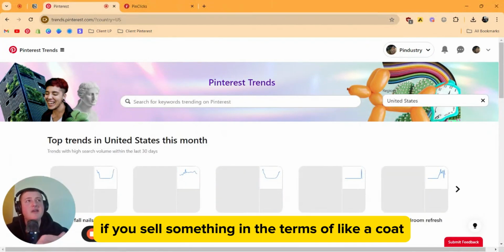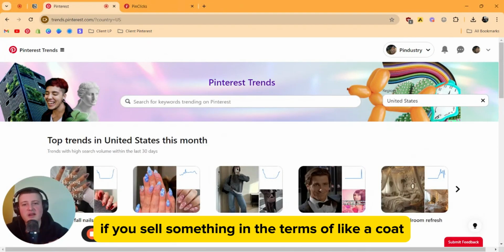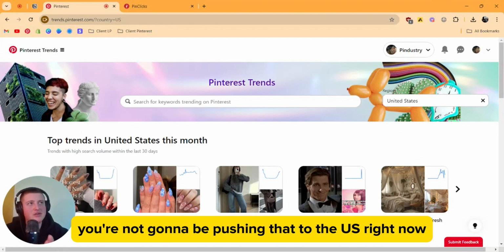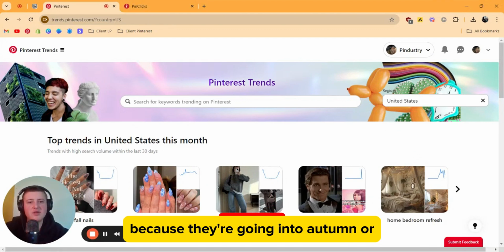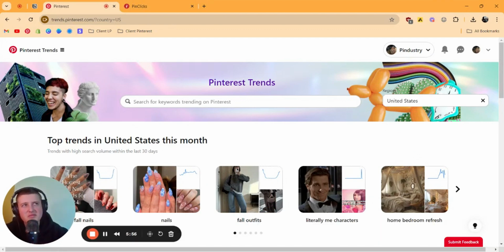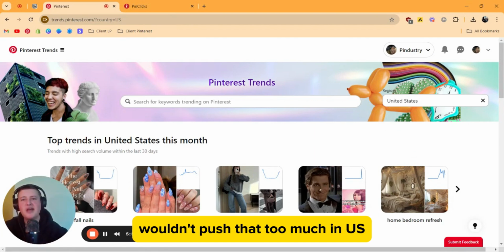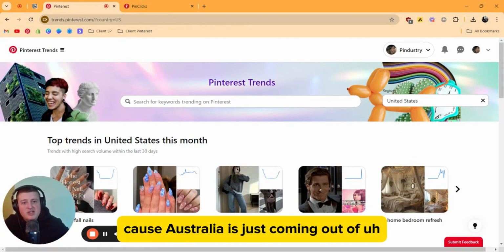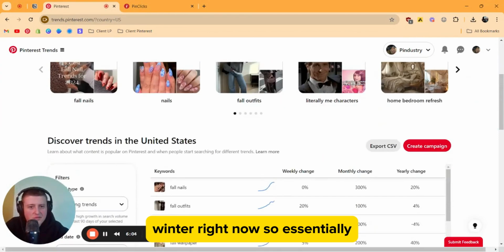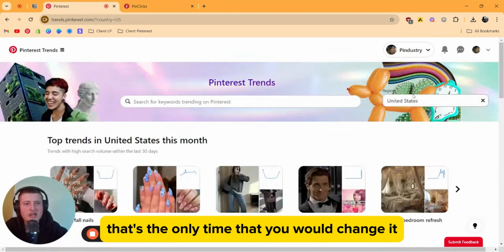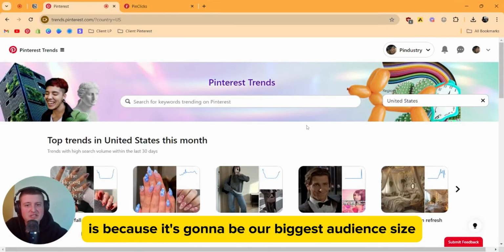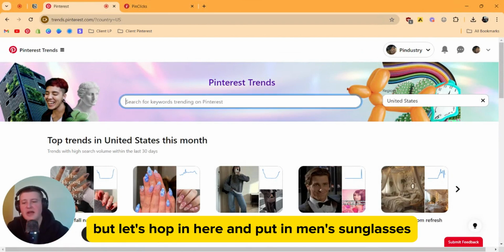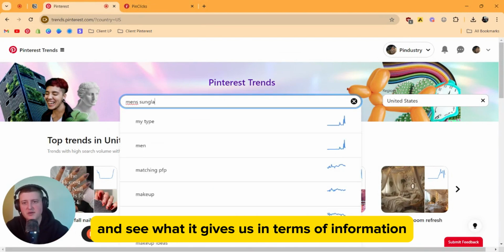So, of course, if you sell something like a coat, you're not going to be pushing that to the US right now because they're going into autumn, you know what I mean. You probably wouldn't push that too much in the US as much as you would Australia because Australia's just coming out of winter right now. So essentially, that's the only time that you would change it from the US. But the reason I say US is because it's going to be our biggest audience size. But let's hop in here and put in men's sunglasses and see what it gives us in terms of information.